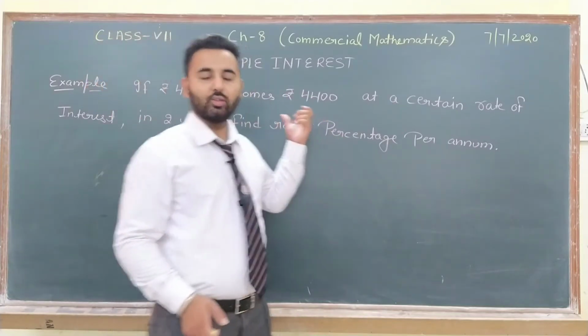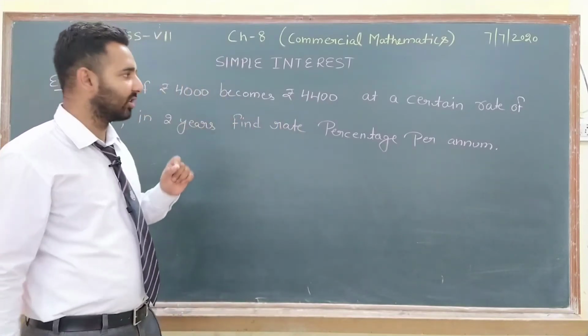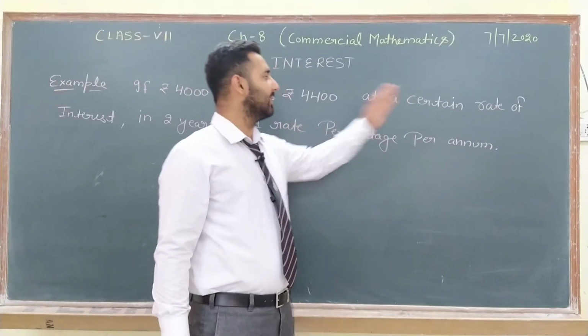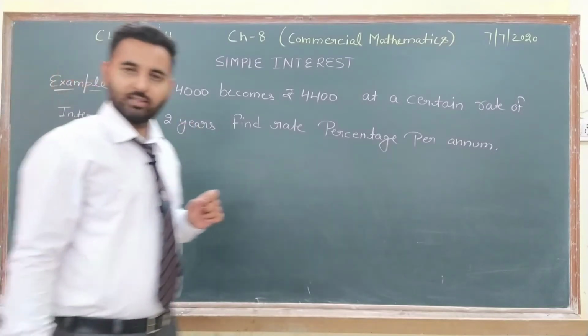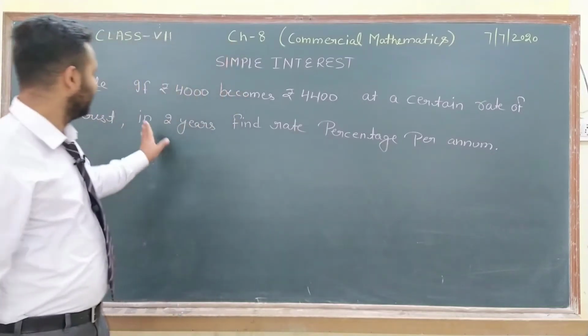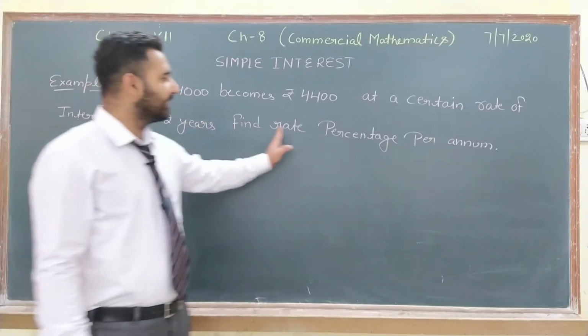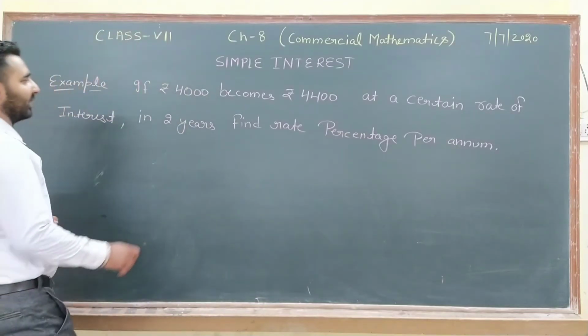So here, you are getting 400 rupees extra. So that is your simple interest. At a certain rate of interest, which means rate of interest is not given to you. In 2 years. Time is given, 2 years. Find rate percentage per annum. We have to find out the rate percent.